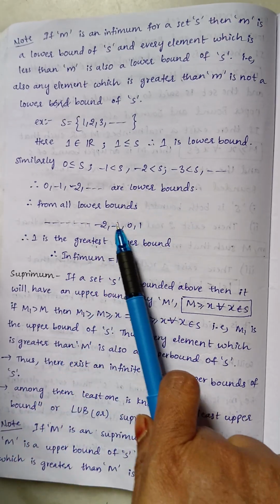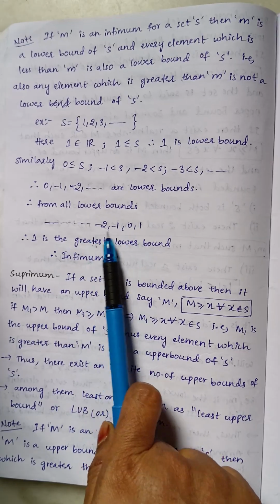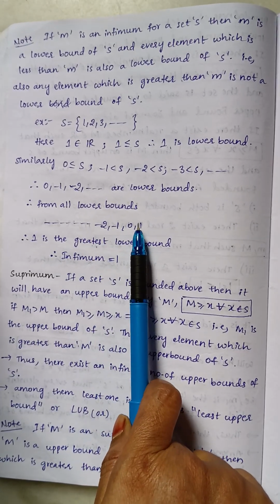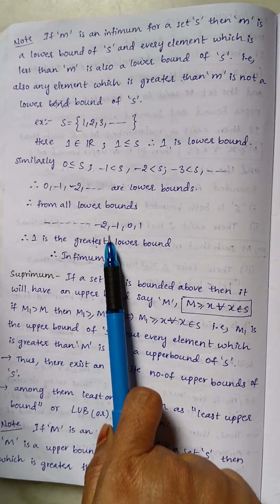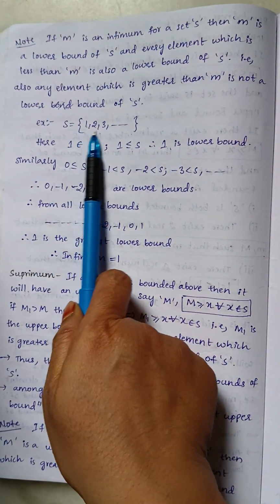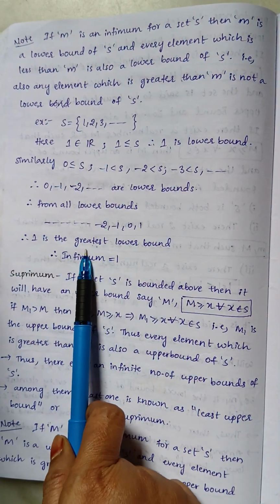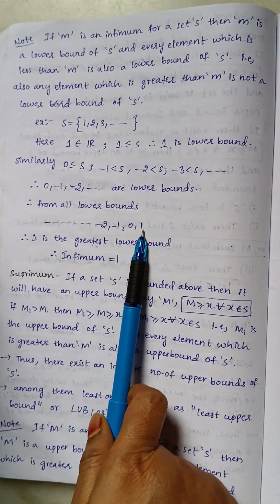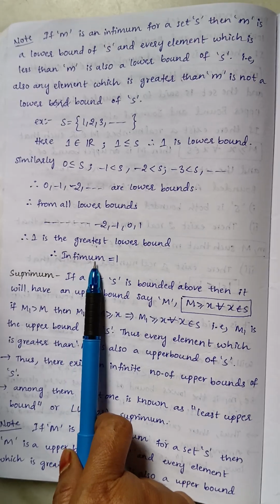Similarly, out of all these lower bounds, the greatest one is called the greatest lower bound, which is also called infimum. So, what is the infimum for this? 1. This 1 is the least number in the given set, but it is the greatest of all lower bounds. So, simply we can say, infimum is 1.